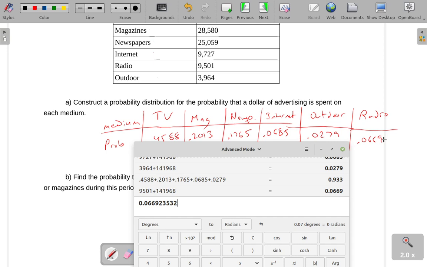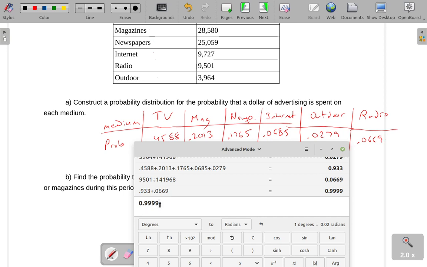Alright, now let's try adding these together. I already added all the other stuff, so let me just start with 0.933. That's all the stuff except for radio. Add on radio, which is 0.0669. Add that in there, and you can see it doesn't quite add up to 1. But you'll notice the error here is in the thousandths place. And that actually doesn't concern me at all, because when I was rounding each of these, I rounded down on every single one of them.